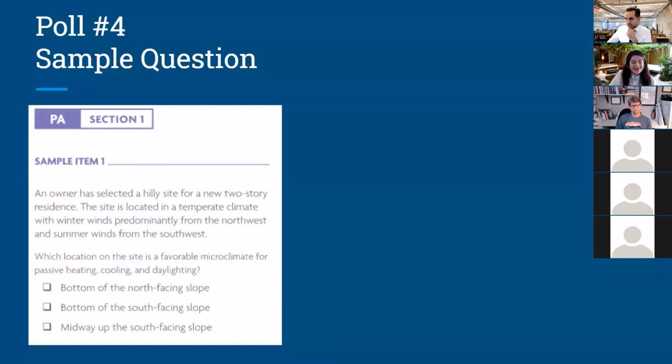An owner has selected a hilly site for a new two-story residence. The site is located in a temperate climate with winter winds coming from the northwest and summer winds from the southwest. Which location on the site is a favorable microclimate for passive heating, cooling, and daylighting? Option 1, bottom of the north-facing slope. Option 2, bottom of the south-facing slope. And option 3, midway up the south-facing slope.